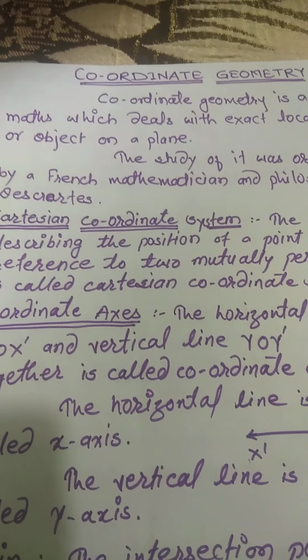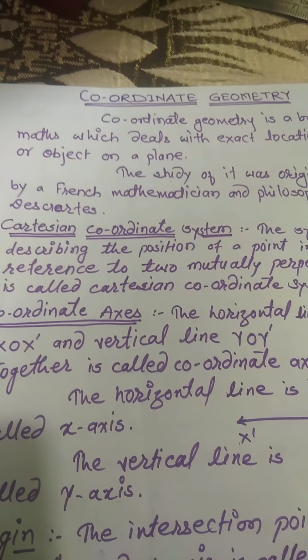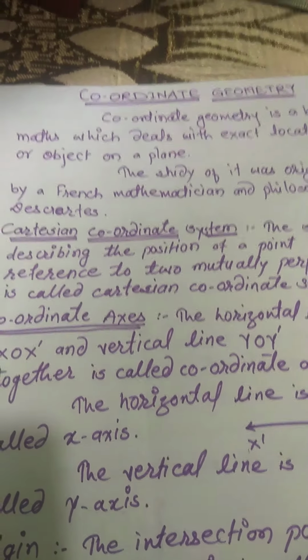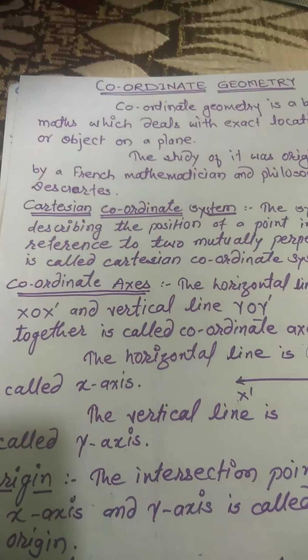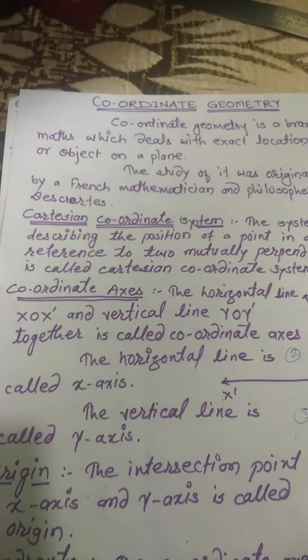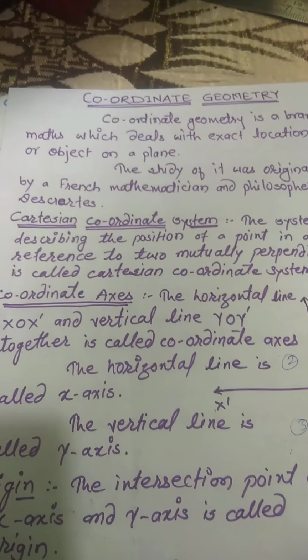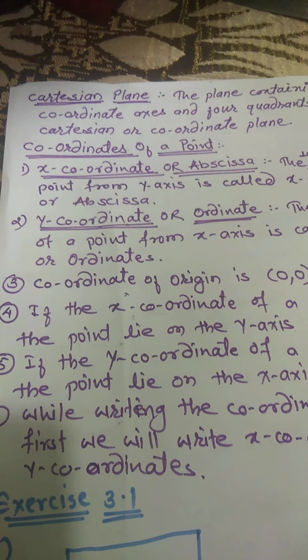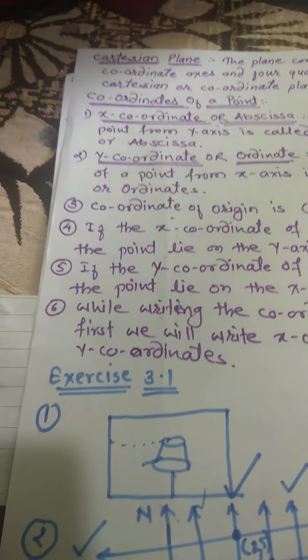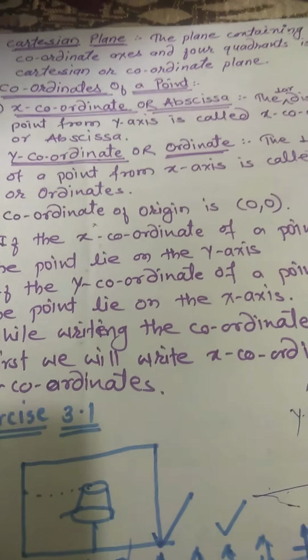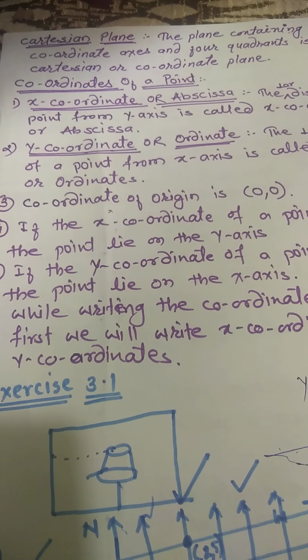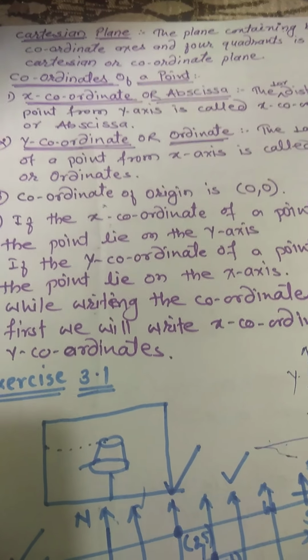Hello students. In the last video we discussed coordinate geometry. So the introduction of coordinate geometry we discussed. In that introduction we discussed some terms like coordinate axis, origin, quadrants and Cartesian plane, x coordinate, y coordinate and how to locate things in the plane. So that we discussed in the last video.